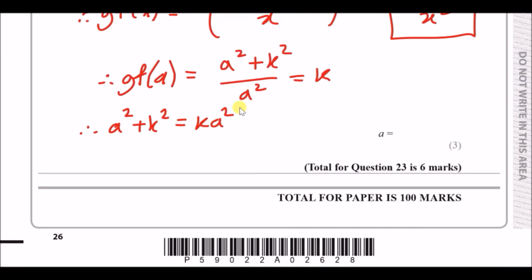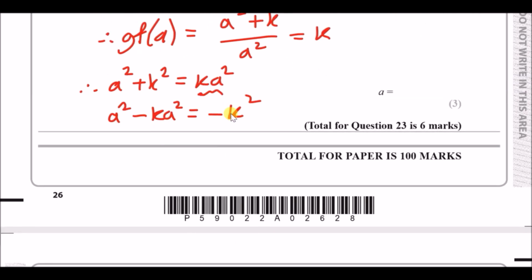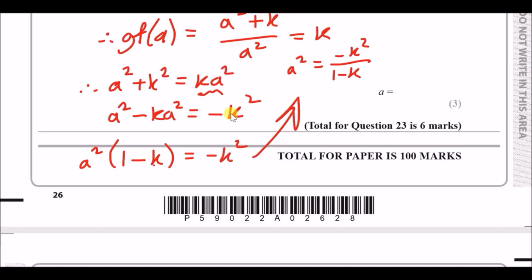So we need to move all the a terms to the left and non-a terms to the right. So because this is glued together, move it to the left. So you got a squared minus k a squared. And then move plus k squared across, it will be minus k squared. Then from this point on, you can factorize a squared. So it'll be a squared times 1 minus k equals minus k squared. And then just like the inverse one, divide 1 minus k across. So you got a squared equals minus k squared over 1 minus k.